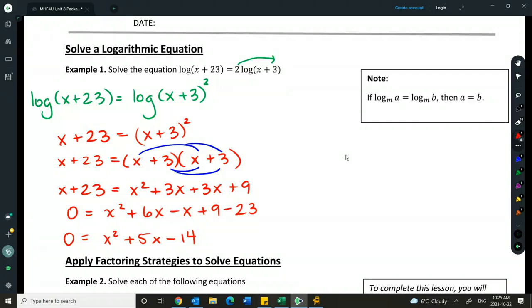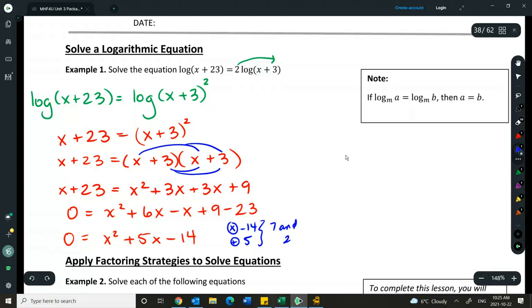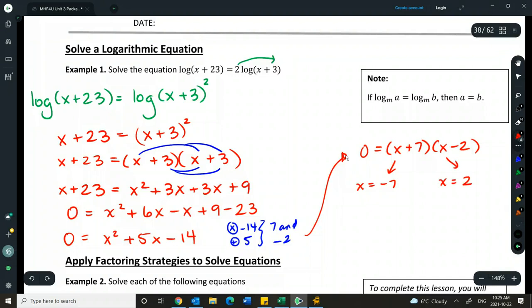And I have a couple options. I can try to factor this. If the factoring doesn't work, I go quadratic formula. So multiplies to negative 14 adds to positive 5. Do we have any numbers? Michael? 7 and negative 2 should work. This is easy factoring, right? So we can just go right to the next step. 0 equals (x plus 7)(x minus 2). And our x's are negative 7 and positive 2.